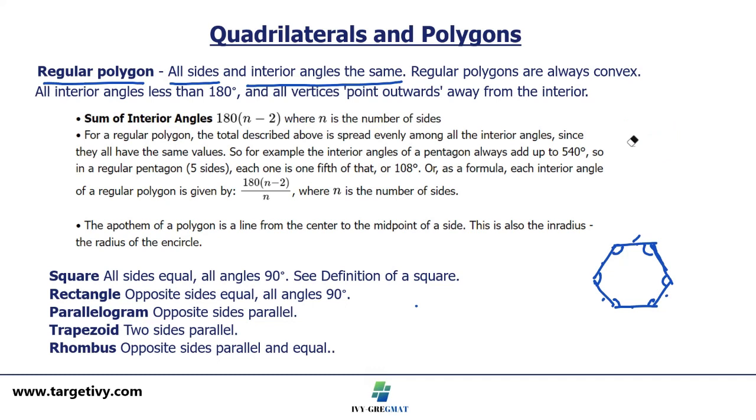All interior angles are less than 180 degrees. So remember, all these angles are less than 180 degrees. All vertices point outward, away from the interior. So obviously they are all pointing outside. Now, this is for our understanding. What comes in handy are these two. The sum of the interior angles of a polygon is 180 multiplied by (n minus 2).